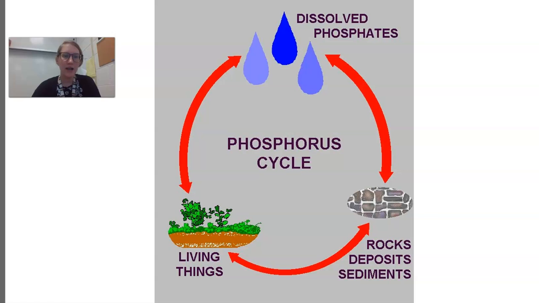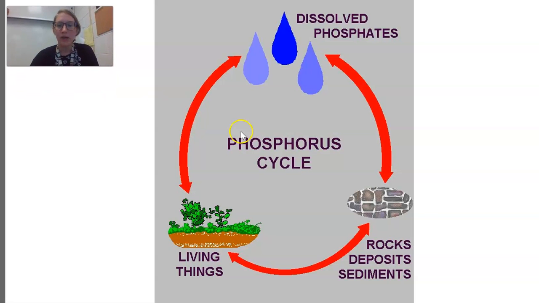Okay, this is the very last cycle that you need to know. This is called the phosphorus cycle, and it is so much easier than any of the other cycles we've talked about. Phosphorus cycle. So phosphorus is an atom. It is an atom that is mainly found in living things, but it's also found in rocks and sediment and deposits.